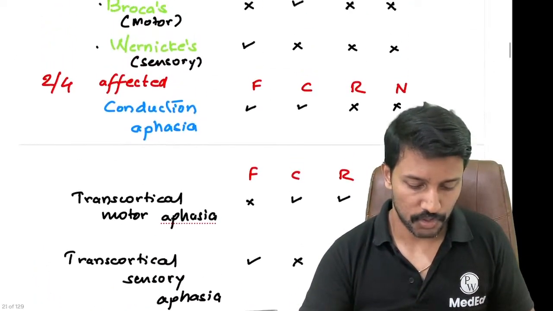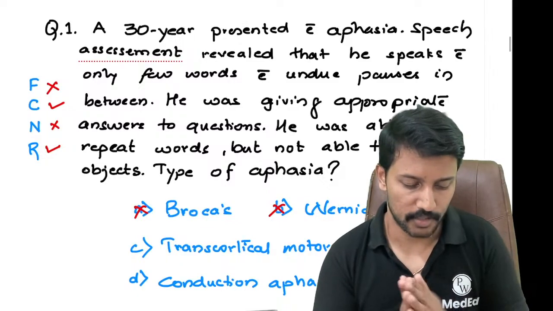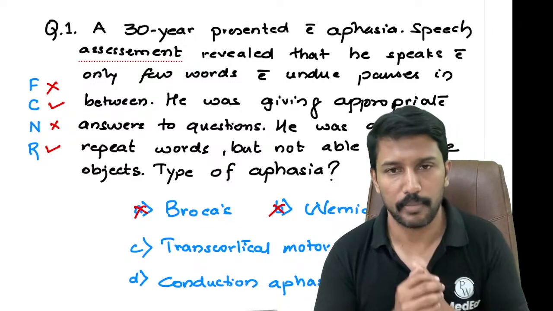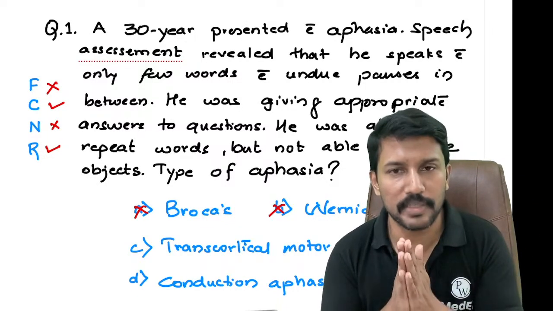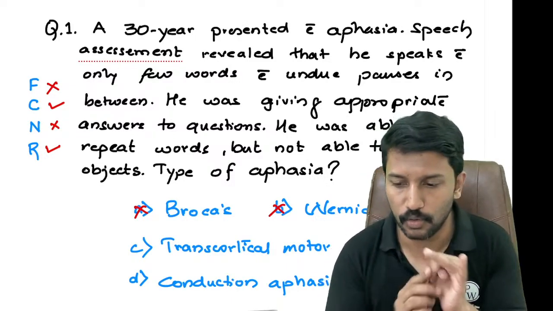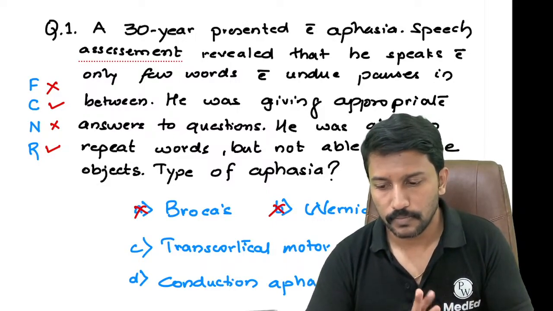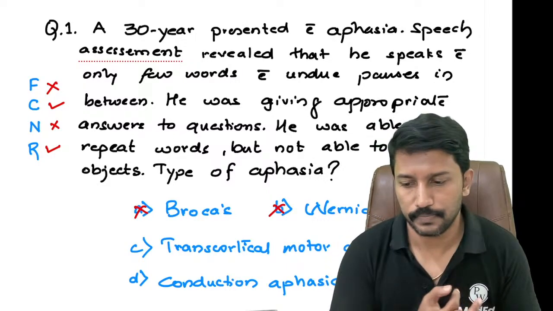So now get back to this question. From this question we have the clarity that only two domains are affected, which are fluency and naming. So 2 out of 4 domains affected means either it has to be conduction aphasia, transcortical motor or transcortical sensory. So what do you think this is?